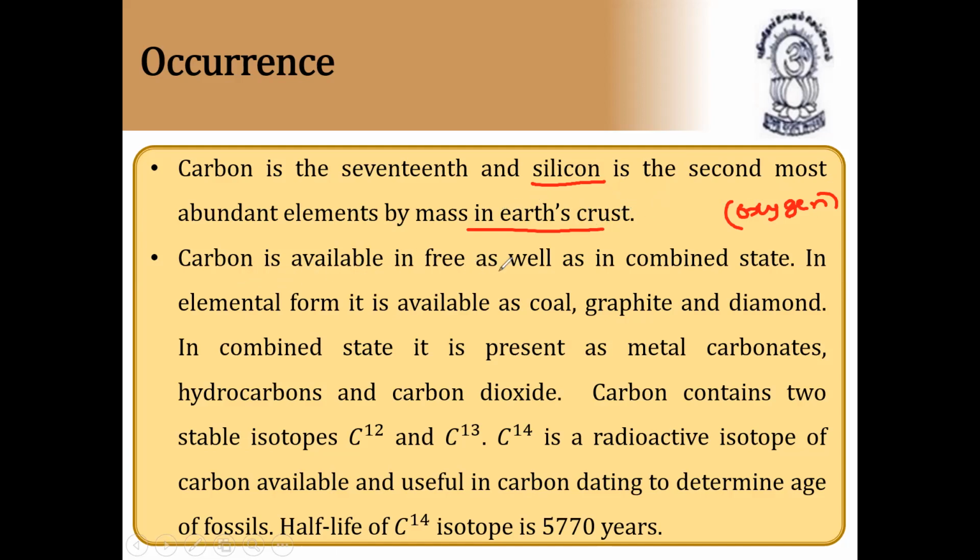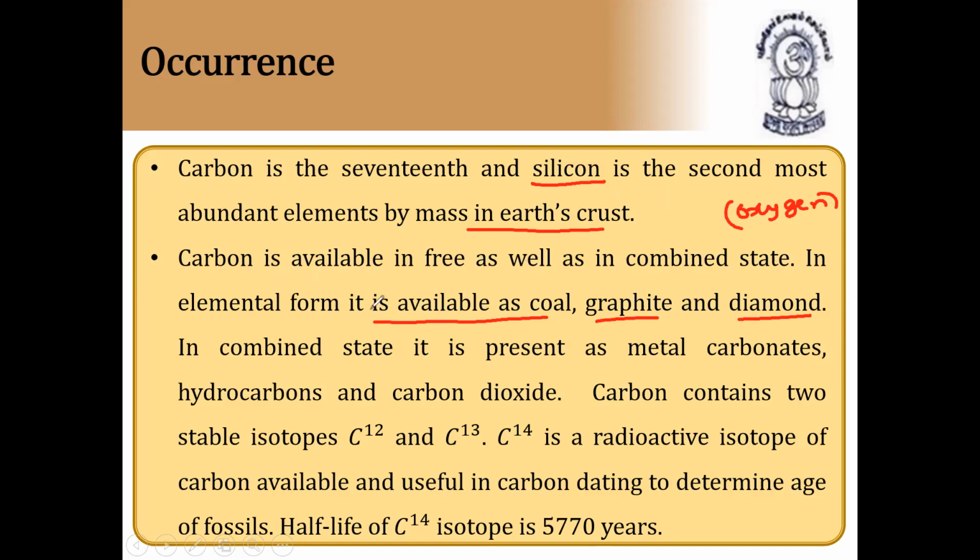Carbon is available in free as well as in combined state. In elemental form, it is available as coal, graphite, and diamond. Since carbon forms many allotropes, its study has been separated. So carbon compounds we will study separately in organic chemistry.